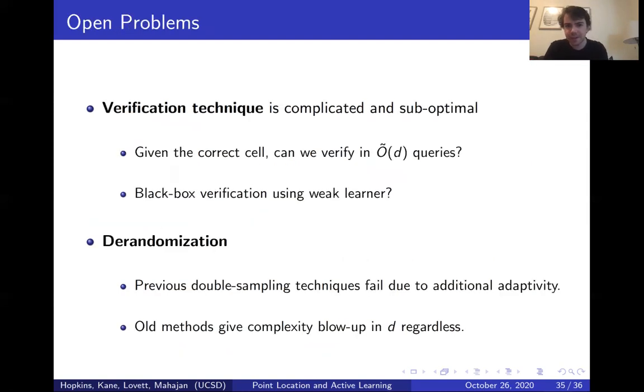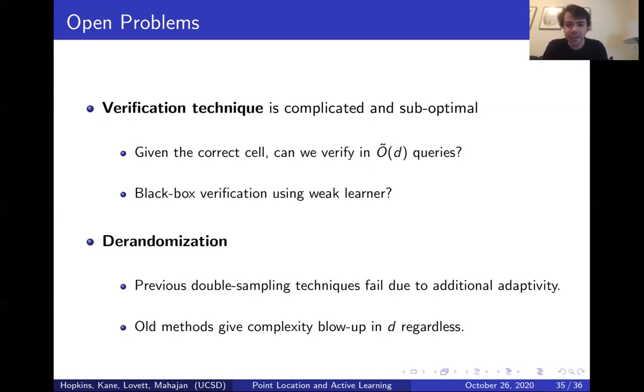So it's very complicated. Okay, so this leads well into what open problems are left. The first is making a better verification technique. Can we use our weak learner as a black box instead of using its internal structure? Given that probabilistically we know the correct cell, can we verify it in O tilde of d queries? And the second is de-randomization.